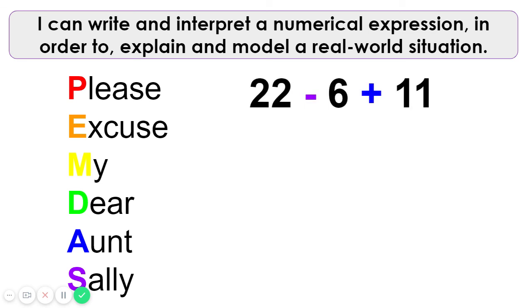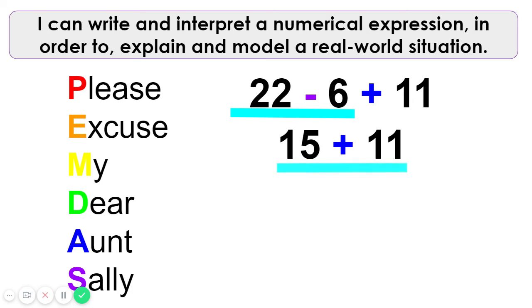Next, I have 22 minus 6 plus 11. I don't have any parentheses, exponents, multiplication, or division. But because I work from left to right, I come across subtraction first. So I have to start with 22 minus 6, which gives me 16, bring down my plus 11, and 16 plus 11 gives me 27.